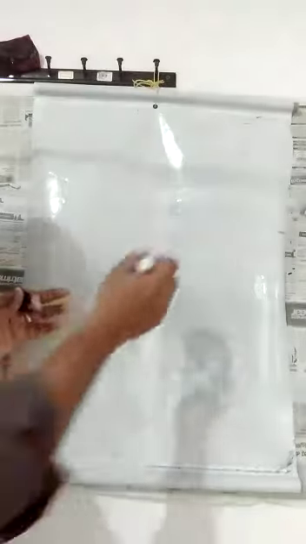One problem: we are going to discuss the sum of the measures of the exterior angles of a polygon. The sum of the measures of the exterior angles should be 360 degrees. For any polygon, the sum of the exterior angles will be 360 degrees. So one problem: find the measure of x. We need to find the value of x.